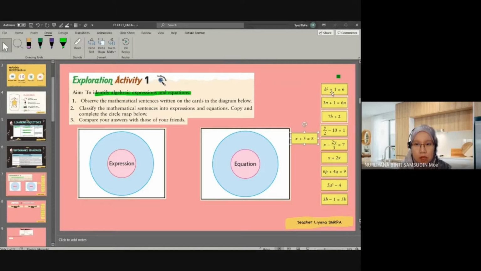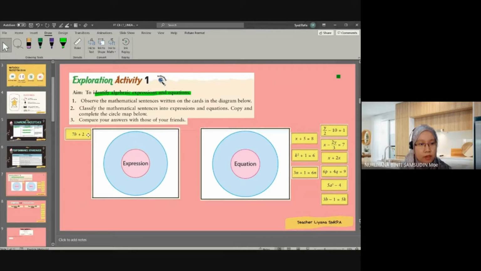K square plus 1 equals 6. Notice the equal sign there, so it is categorized as an equation. 3n plus 1 equals 6n. It is an equation also, because it has an equal sign. 7h plus 2, no equal sign, meaning it's an expression.